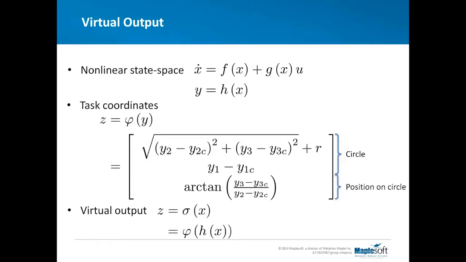With this z function defined, when these two components of your task coordinates are 0, you're on the circle that you want to be on. So we want to drive those things to 0. With the arctan, the angle along the circle, we want that angle to have a constant velocity, so that the tool will move along the circle at a constant speed.